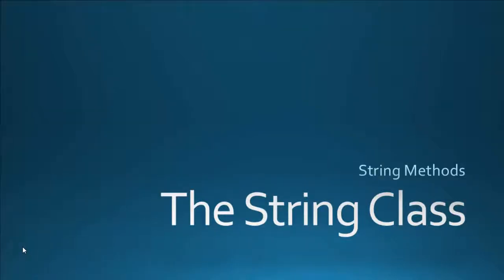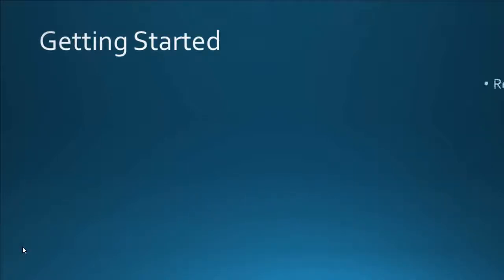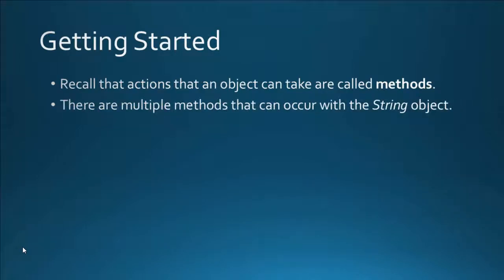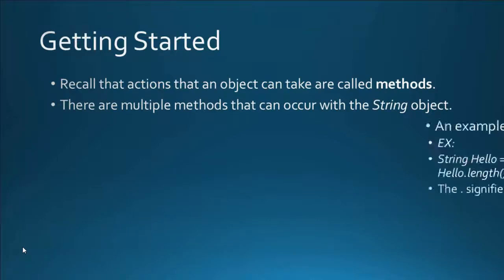We previously talked about strings, but now we need to talk about string methods. If you recall, strings are objects, but what good are objects if we can't use their methods, their properties? So let's get started with a couple of those things. If you recall, actions an object can take are methods, and there are multiple methods that can occur within a string object.